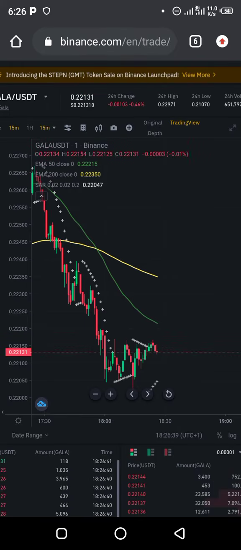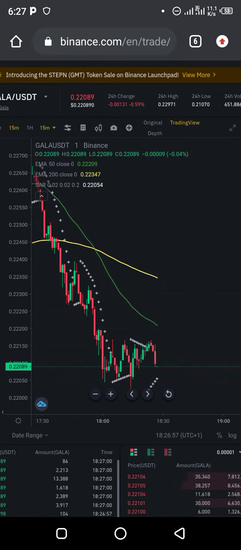Now the parabolic SAR is actually a trend-based indicator, just the way we have the super trend. If you've watched my previous video, you know what I'm talking about. If you've not watched it, go back and watch it. The parabolic SAR shows you the direction of the trend, and a successful crypto trader is one who follows the trend. Don't try to be too smart. When you try to be too smart and trade against the market, 70% or 80% of the time, the trade must go against you.